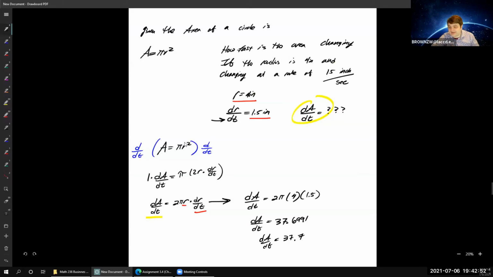So here's an application of implicit differentiation. If you think about a circle, we were able to compare how fast the radius is growing in size, and how fast the circle is growing in terms of area. Any questions on this example?